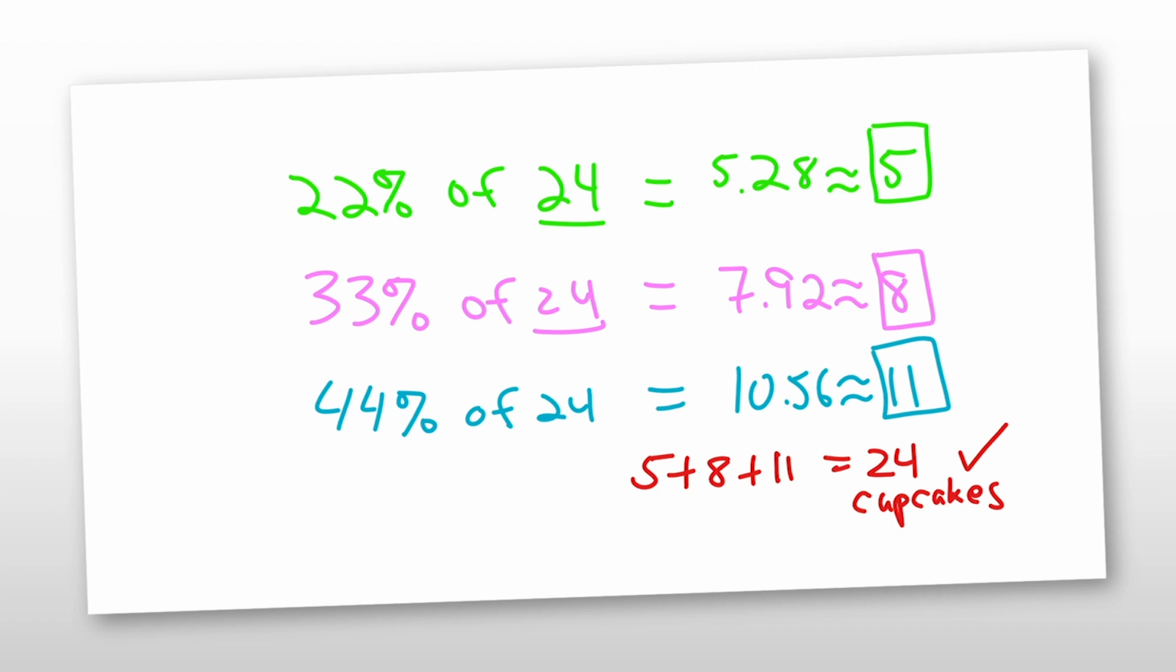5 cupcakes that were green. 0.33, or 33%, times 24 to get 7.92, or approximately 8 pink cupcakes. And then 0.44, or 44% of 24, so times 24, equal to 10.56, or approximately 11 blue cupcakes. So you add those together and you indeed get 24 cupcakes.